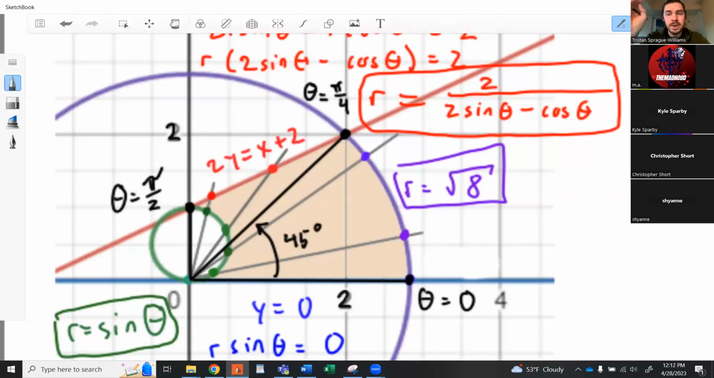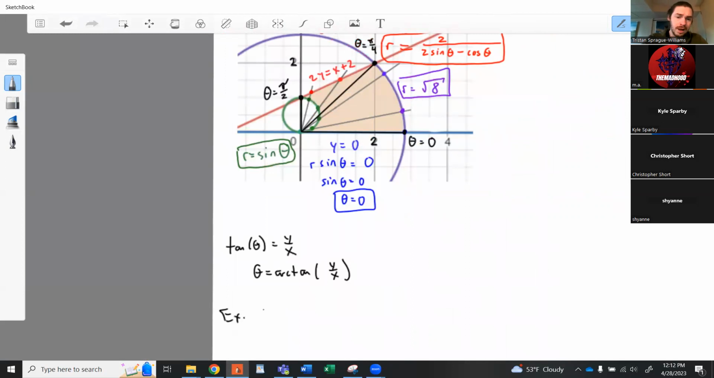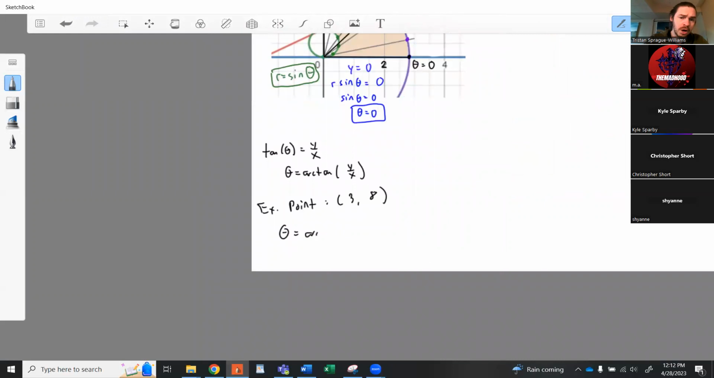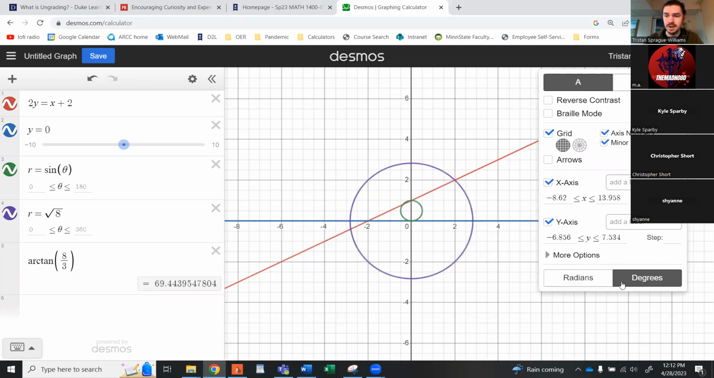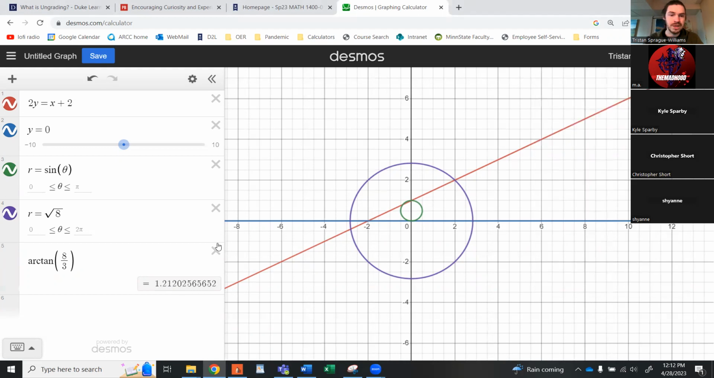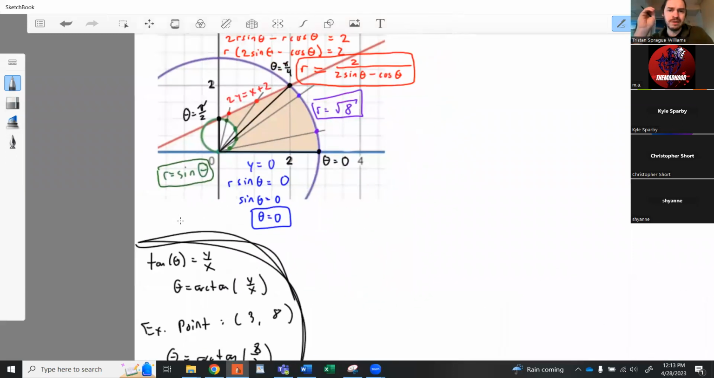It's pi over 4. But if it was not an obvious angle, like if the coordinates of the point of intersection were, for example, 3, 8 or whatever, then you would say, well, the angle is going to be the arctangent of 8 over 3. And then you could get that value. Desmos is by default set to radians, but if it's in degrees, it gives you 69.4, and if it's in radians, it gives you 1.21. So you want it to be in radians, and then you probably just round that and use that number. Okay. So there we go. Just a little aside about how to figure out angles from coordinates of points. Okay.